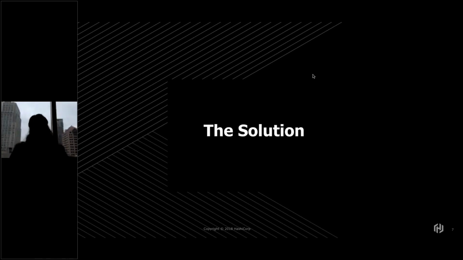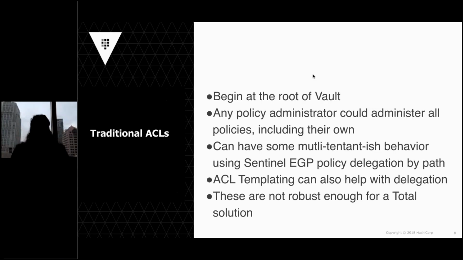And so our solution for this was, of course, to create ACL namespaces, which will be released in the next version that's coming out here just shortly. So look at what traditional ACLs look like. The traditional ACLs, they begin at the root of Vault. And this basically means, again, as any policy administrator could administer all the policies, including their own.